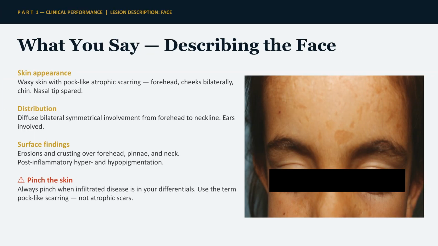There is diffuse and bilateral symmetrical involvement of the face, extending from the forehead down to the neckline, and also involving the ears. The skin appears waxy, with pock-like atrophic scarring distributed over the face, predominantly over the forehead, cheeks laterally and symmetrically, and the chin, with sparing of the nasal tip. Erosions and crusting are present along the forehead, pinna, and the neck. There are areas of post-inflammatory hyperpigmentation and hypopigmentation.